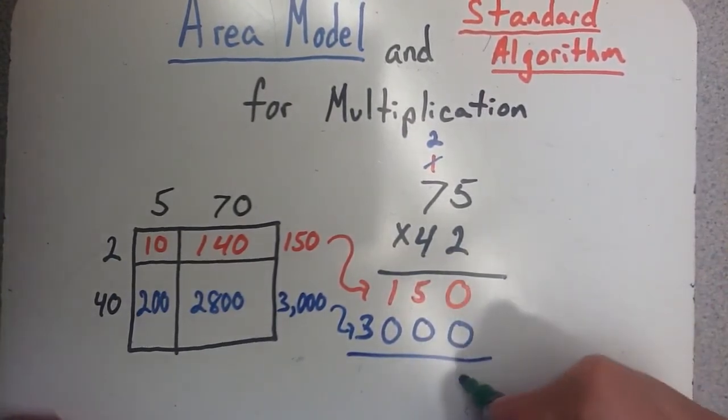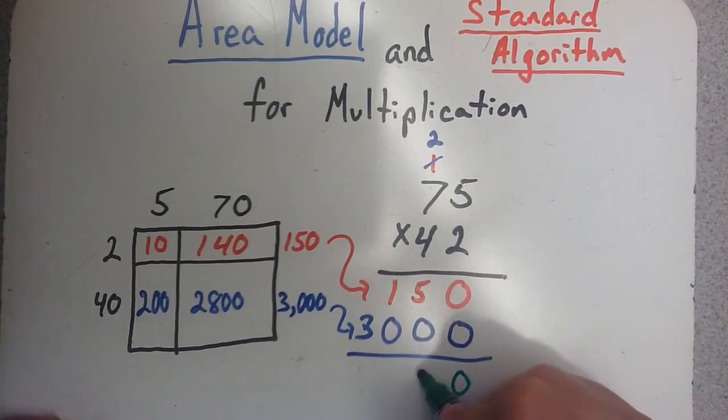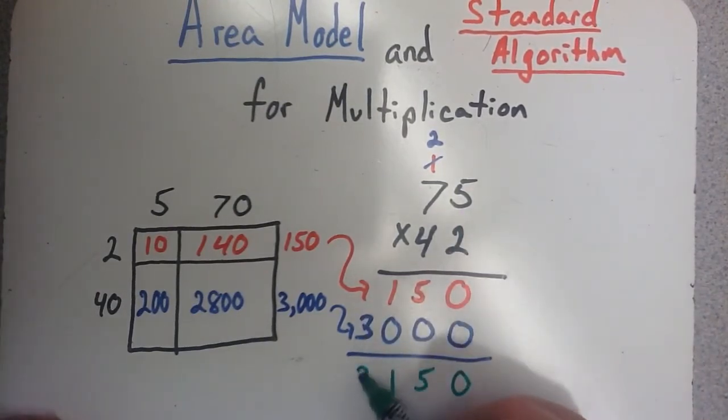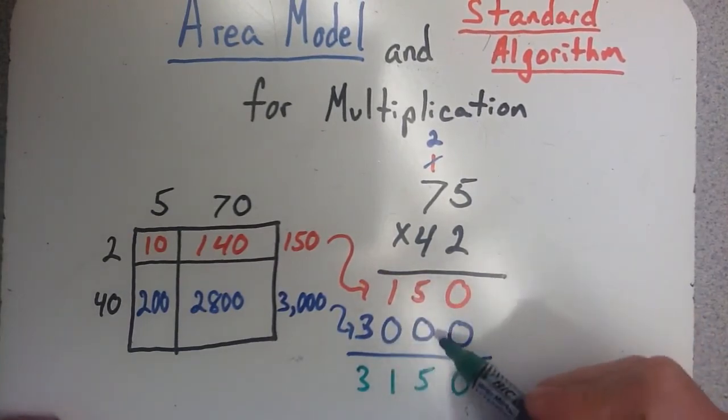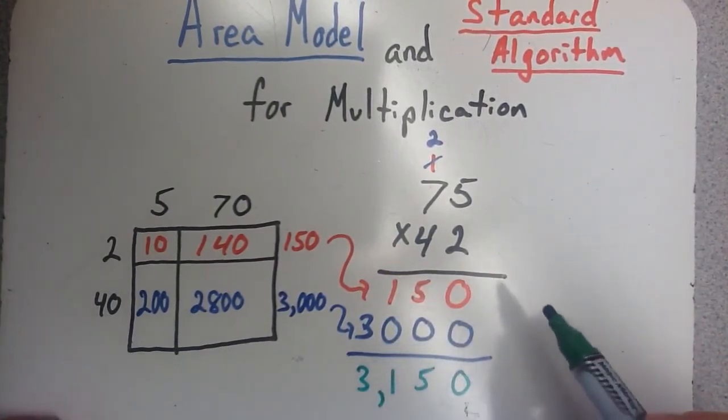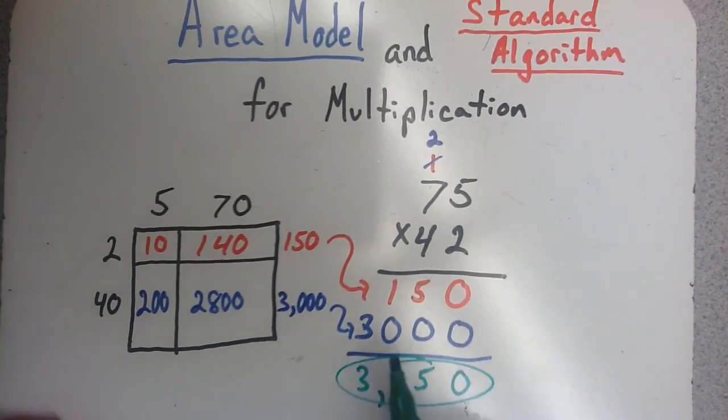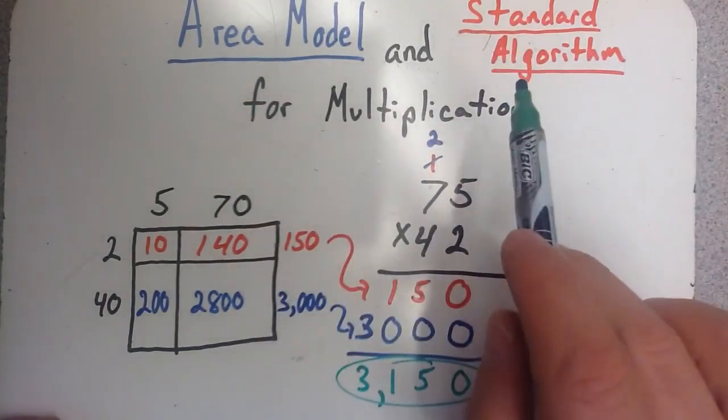So 0, 5, 1, and 3. So 150 plus 3,000 is 3,150, which is the same as what my area model told me. So this is the connection between the area model and standard algorithm.